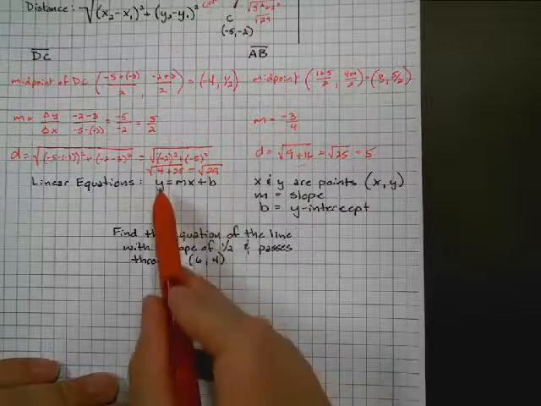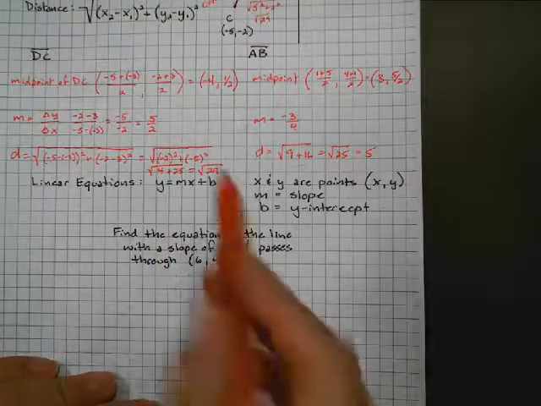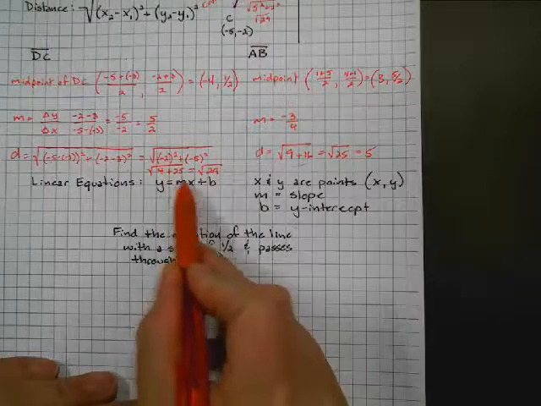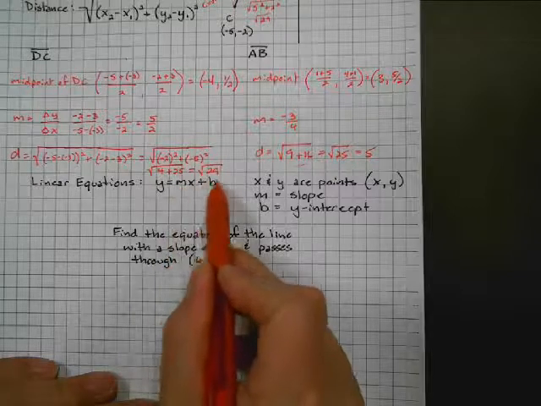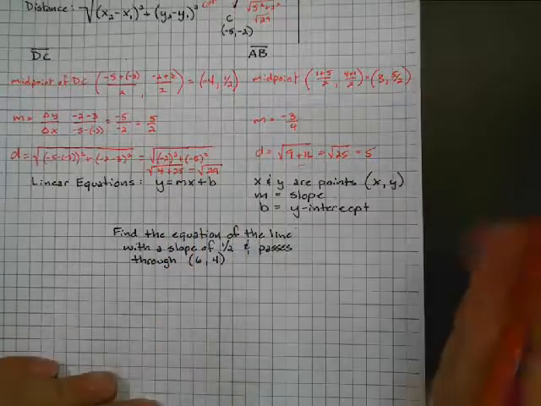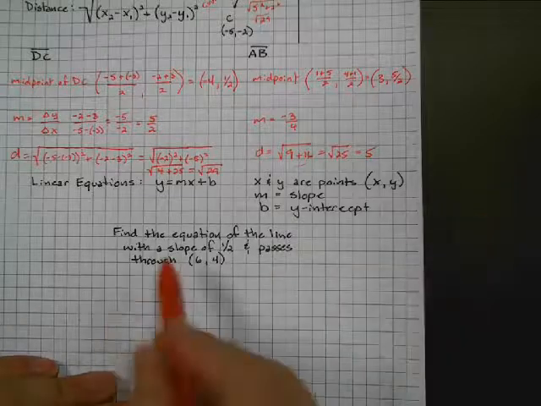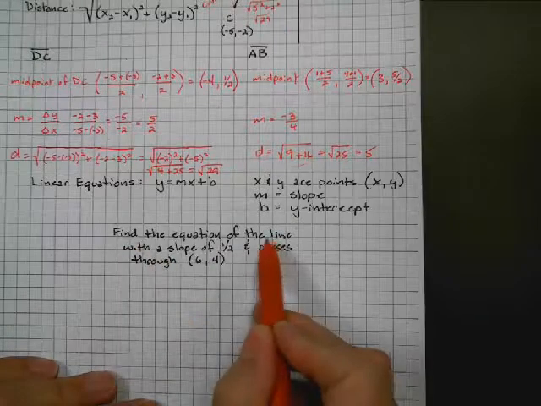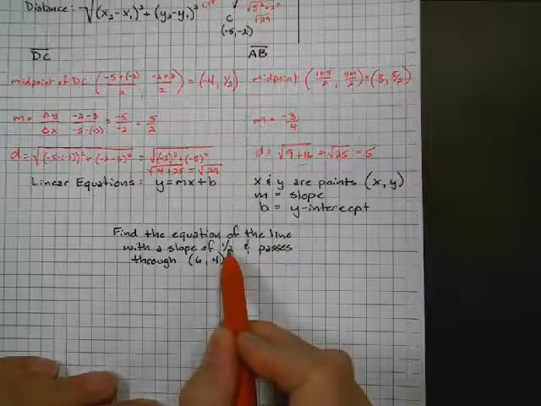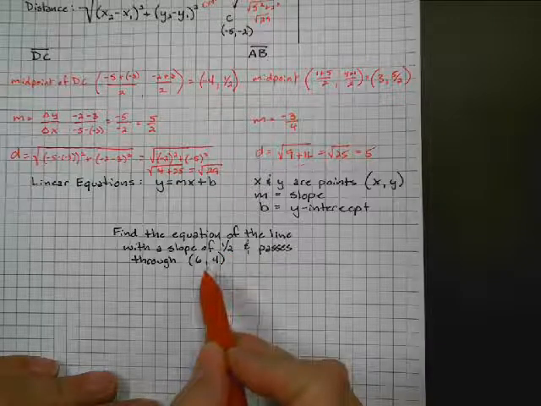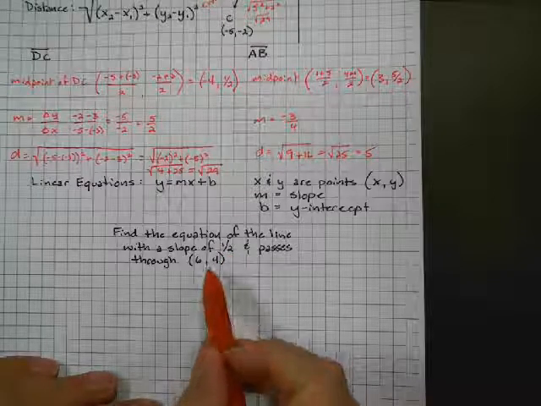So here I've got y equals mx plus b. If we know our slope, we'd plug that number here. And if we know our y-intercept, we'd plug that number here. And then that would be the equation. So let's say that we want to find the equation of a line. We know our slope, but we don't know the y-intercept. We just know that our line goes through the point (6, 4).